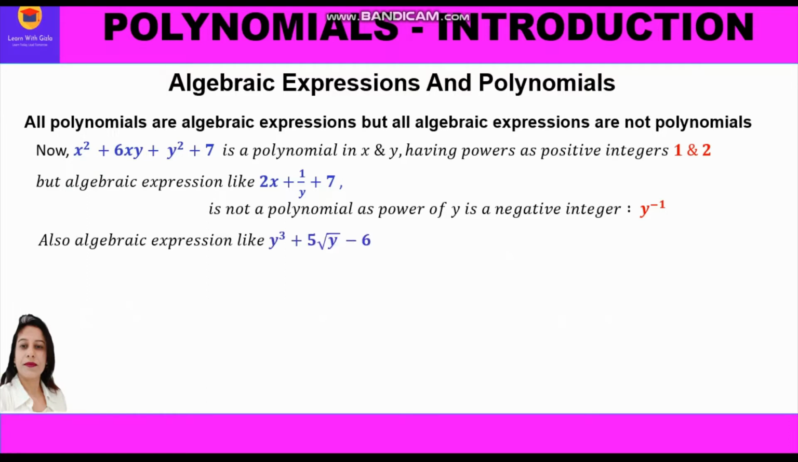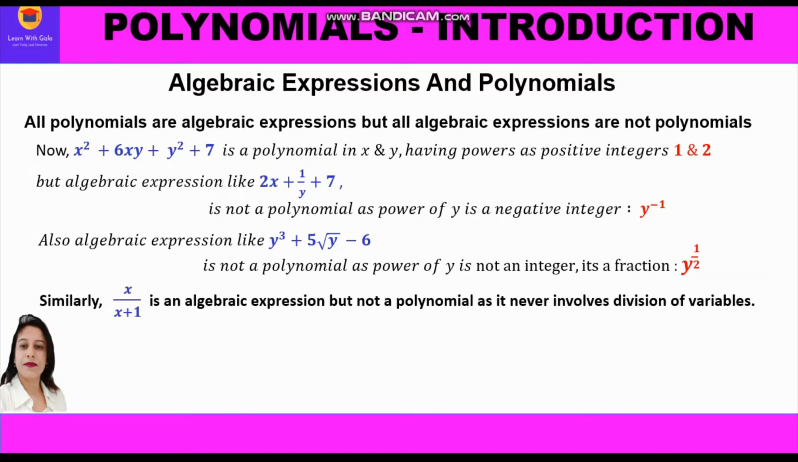We have an algebraic expression like y cube plus 5 square root of y minus 6. It is also not a polynomial, as the power of y is not an integer, it's a fraction, that is y raised to power half. So it's an algebraic expression, but it is not a polynomial.